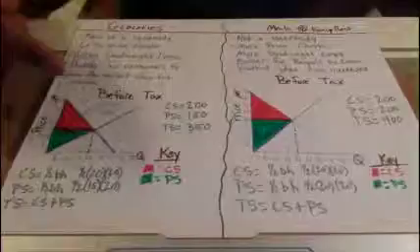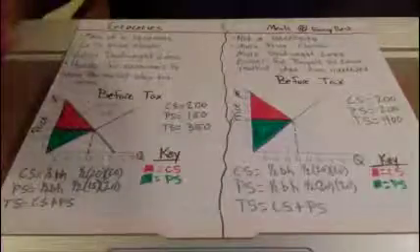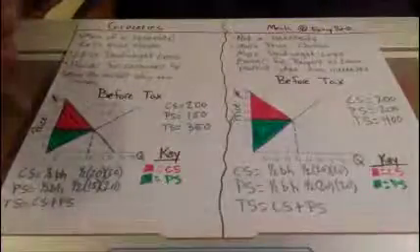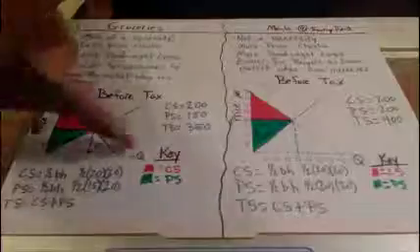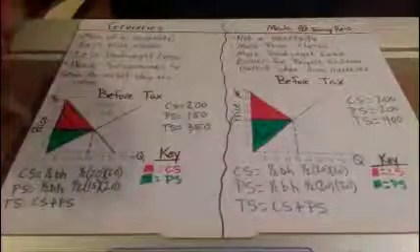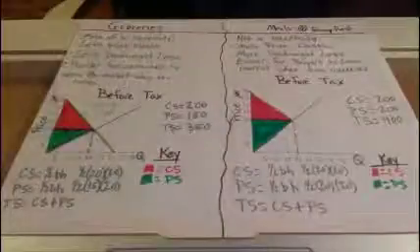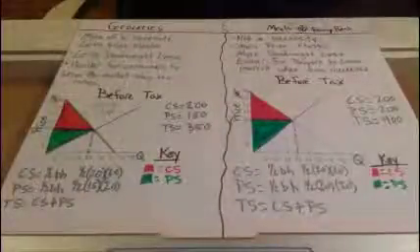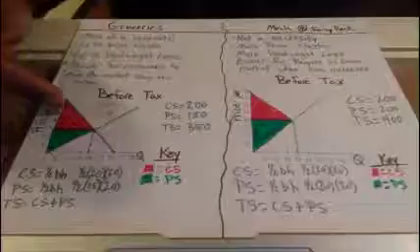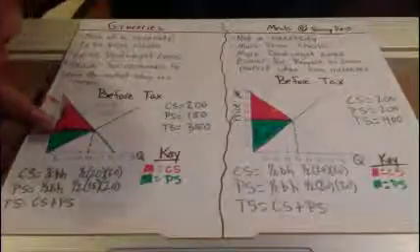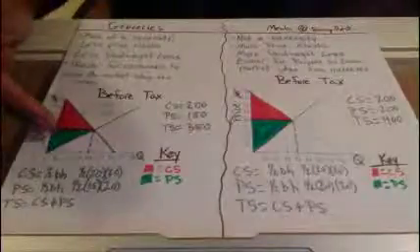So here's a before tax graph. Here we have price and quantity. The equilibrium point is at $15 and a quantity of 20. Here in the red is consumer surplus, and in the green is producer surplus.